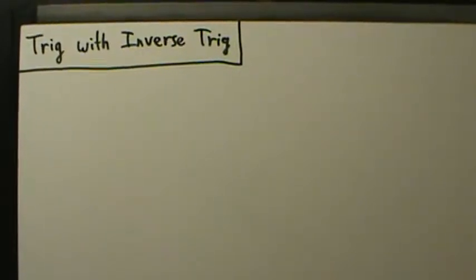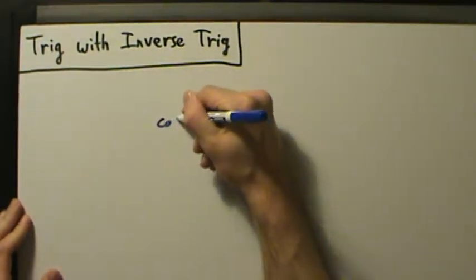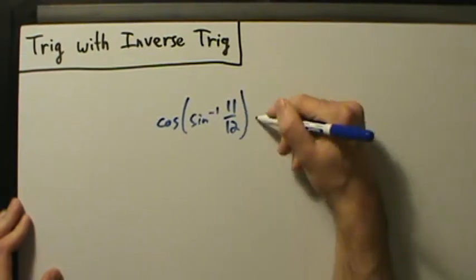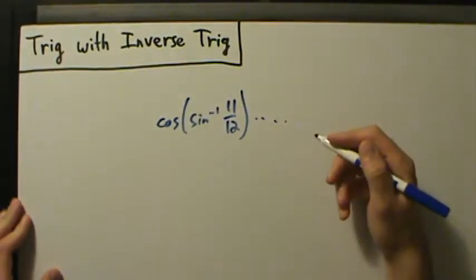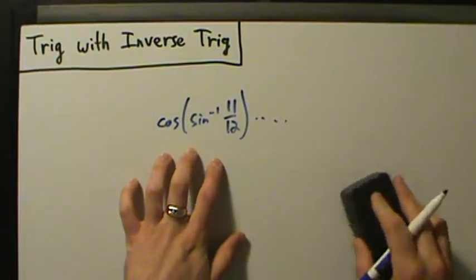Alright, in this video we're going to start talking about how to evaluate trig with inverse trig. What that means is how to evaluate things like cosine of the inverse sine of 11 over 12, things like that. And the way we do this actually depends on quite a lot of things.